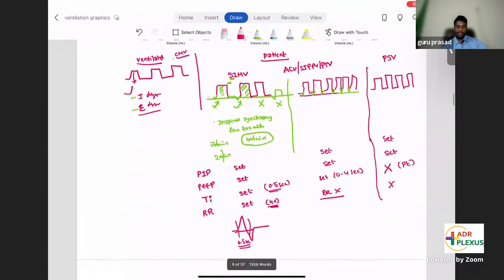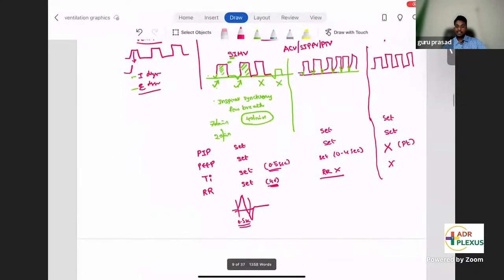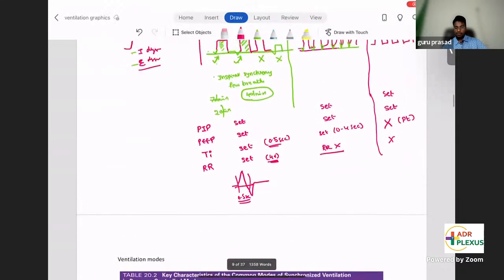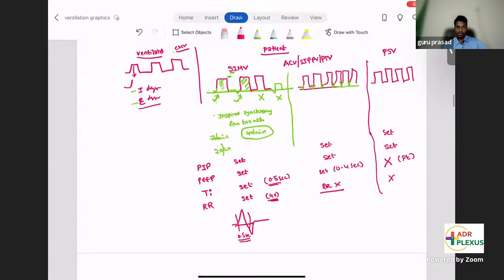And then, by seeing the graphics, how can you tell whether it is assist control ventilation or pressure support ventilation? Basically, you have to see the flow time graph. Here you are setting the time, so that is why it is called time cycle. SIMV and assist control ventilation are both time cycle ventilation, whereas pressure support ventilation is a flow cycle ventilation. I will tell you what it is.